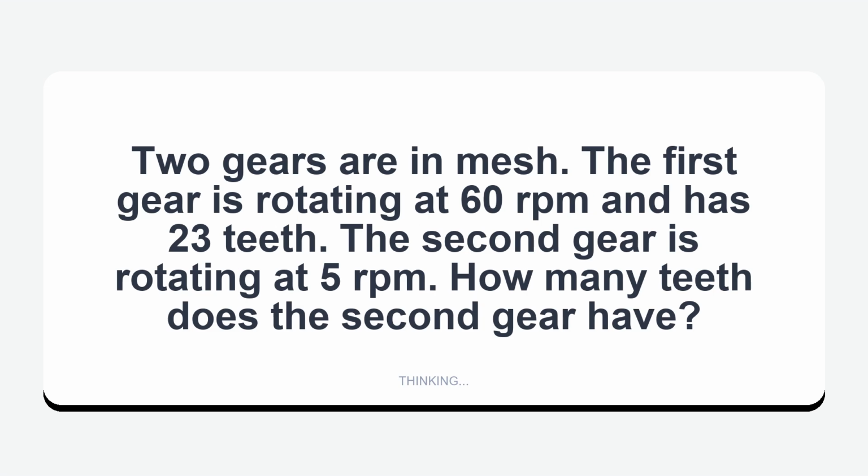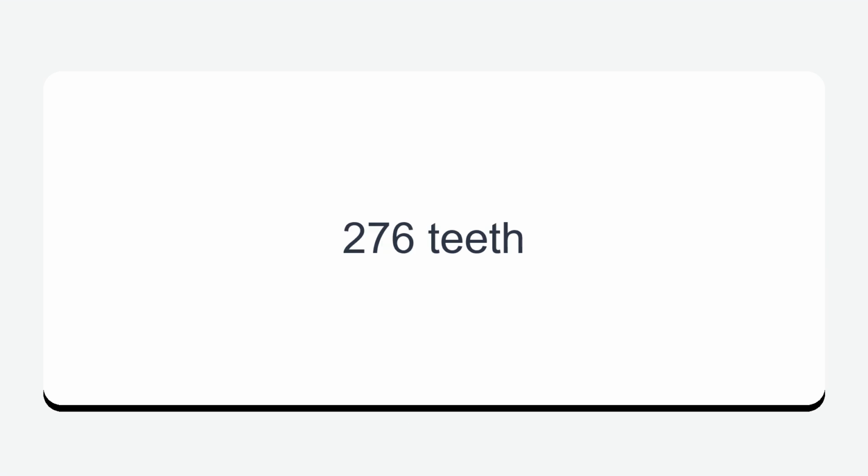Two gears are in mesh. The first gear is rotating at 60 rpm and has 23 teeth. The second gear is rotating at 5 rpm. How many teeth does the second gear have? 276 teeth.